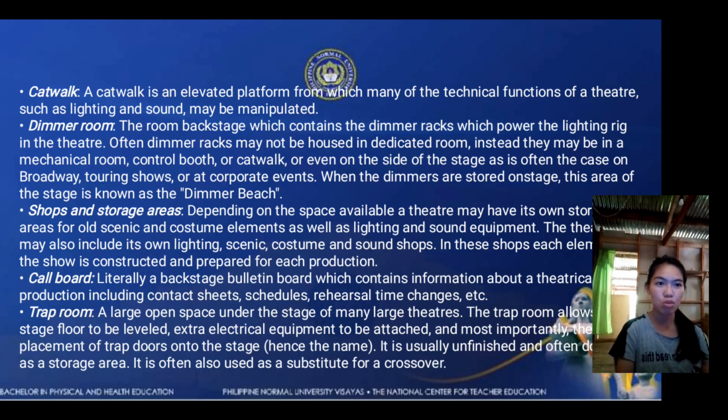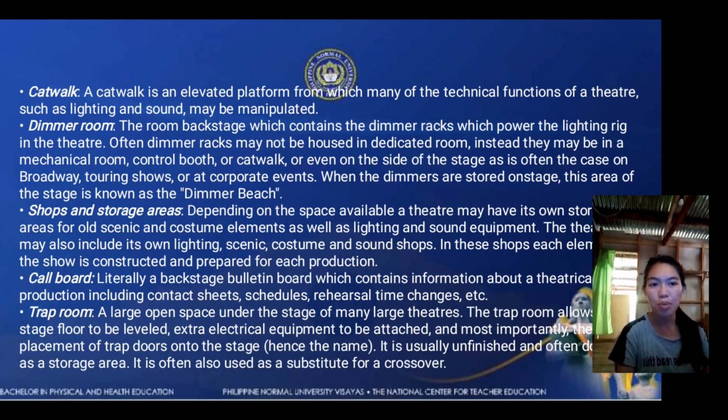Literally, a backstage bulletin board which contains information about a theatrical production, including contact sheets, schedules, rehearsal times, and changes. So any green board or simple bulletin board can be called a call board, where your information can be seen. Next is the trap room.